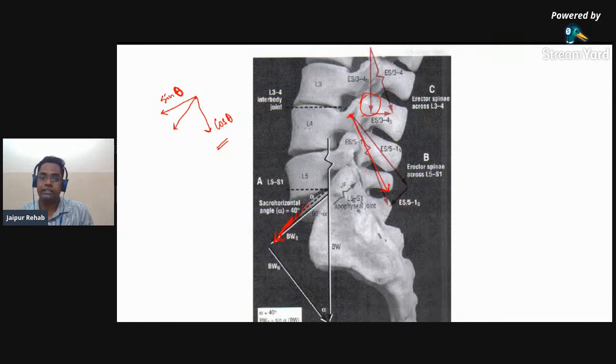All right, you can see it here also. Here, right? So it is quite straighter, right? यहाँ पे बिल्कुल straight है, लेकिन यहाँ पे बहुत ज़्यादा angulated है. Now this angulated structure or this angulated force is counterbalancing the shear force which is being employed between L5 and S1 because of the body weight which is falling.